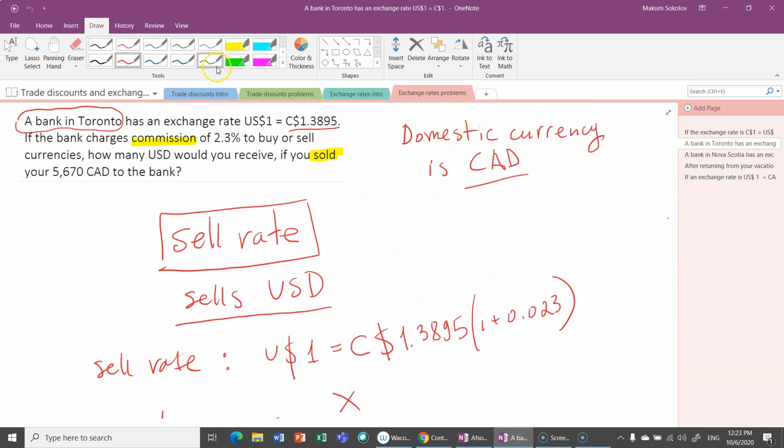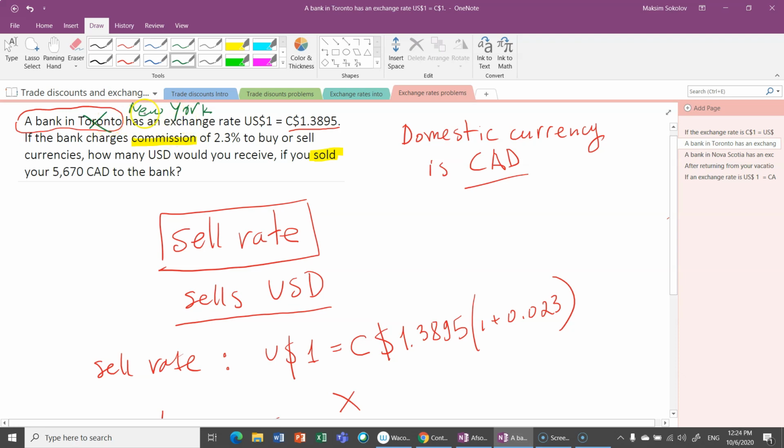Actually, I want to use also this problem to make a little bit of modification so that you see what happens to the problem. For example, if I change Toronto to New York, how would this problem change if I change Toronto to New York? Will there be any difference? And the answer is yes.